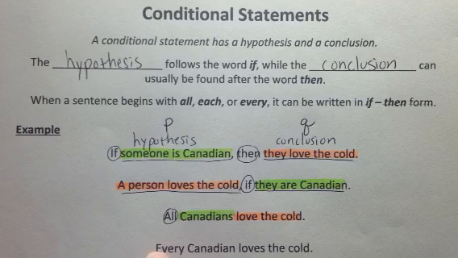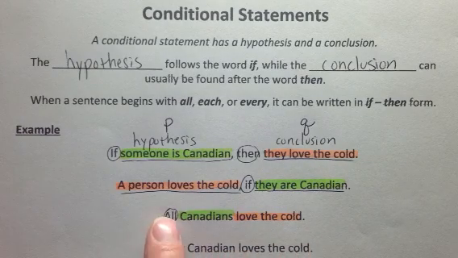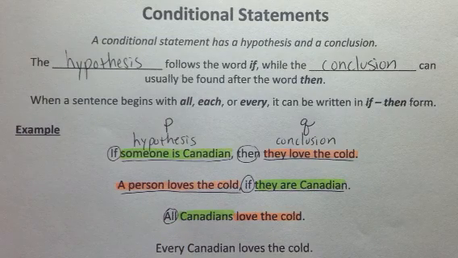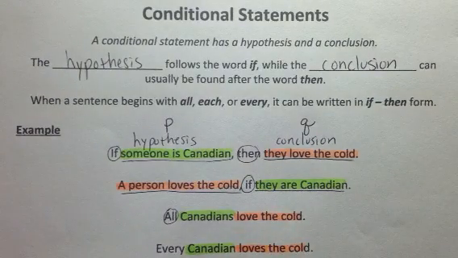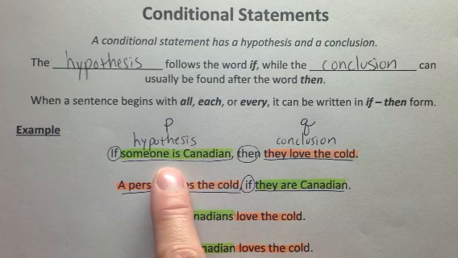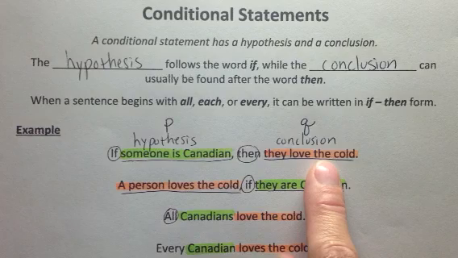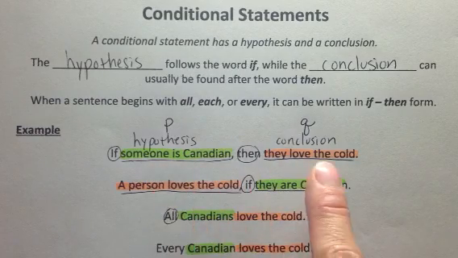Alright, my last example here says that every Canadian loves the cold. Again, every is another word that works like all. Okay, it's your if part. If I say every Canadian, I mean 100% of Canadians. So if someone is Canadian, then they love the cold. So these are all different ways to say the exact same sentence. Remember, your hypothesis is the part that the condition is based on. Your conclusion is what will happen if the hypothesis is true. It's what will follow.